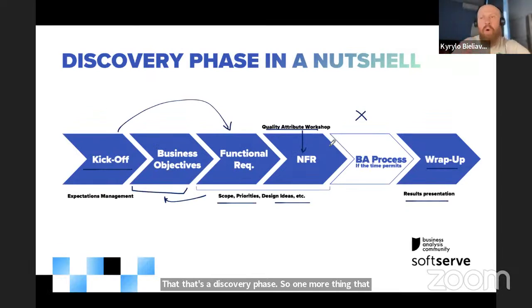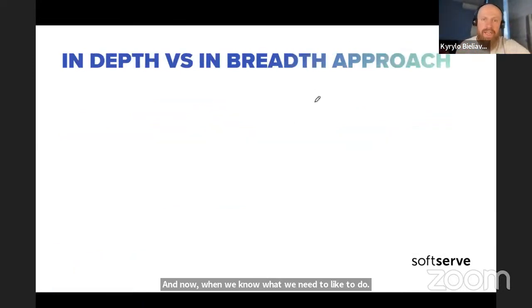One more thing that I'd like to say about conducting the discovery, now that we know what we need to do, before we talk about how to get prepared for that, is to work in breadth, but not in depth. It's an in-depth versus in-breadth approach. I will explain what I mean.